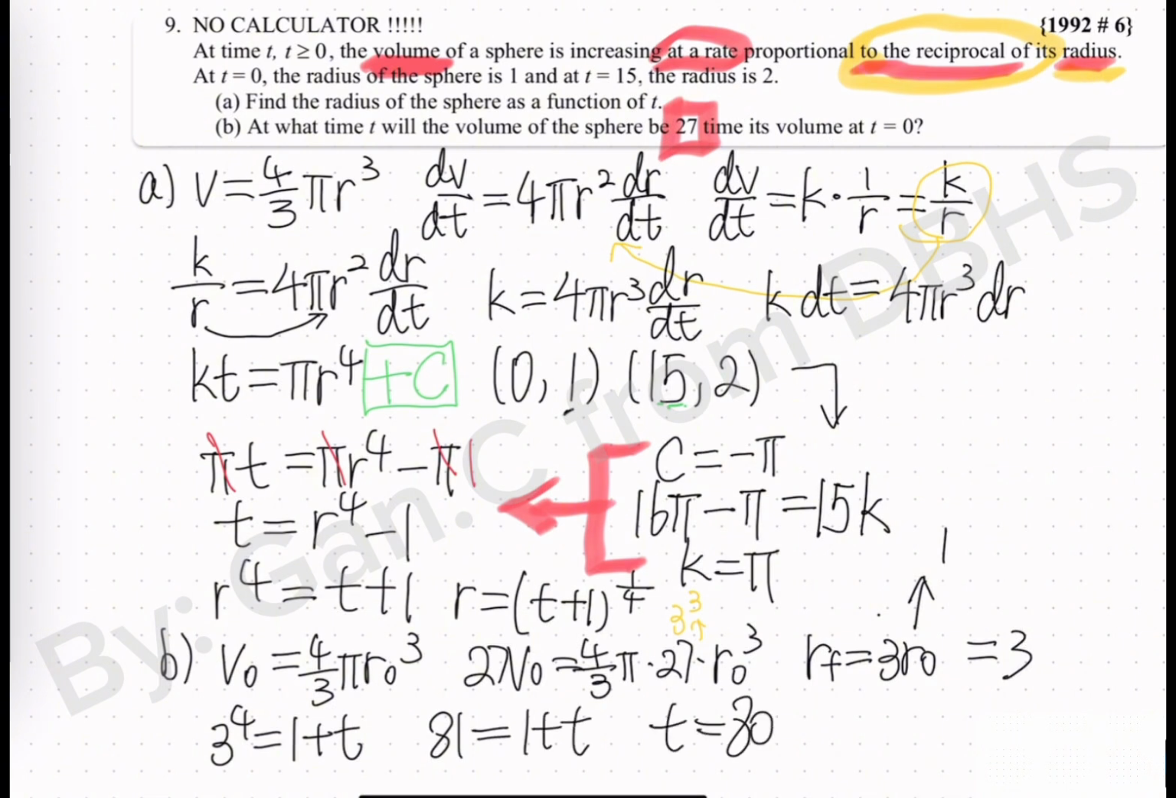So now you got the answer for both questions. For the first question, you can leave it here. You can also leave it here. You can leave it here. For the second question, when plugged back in, the answer is t equal to 80.